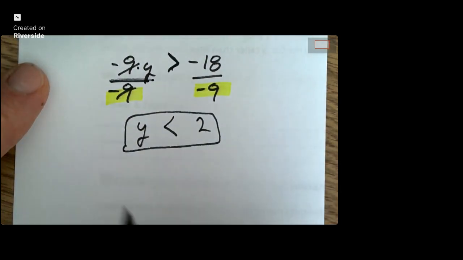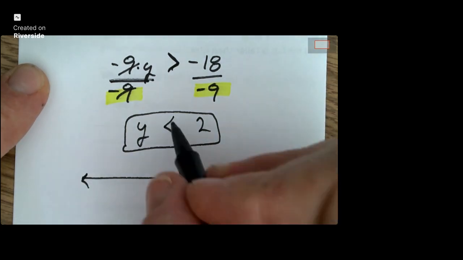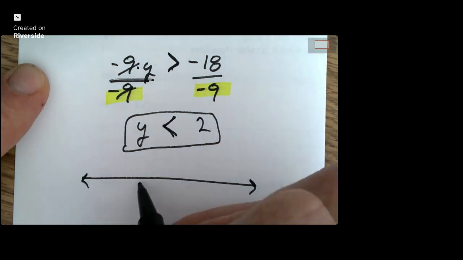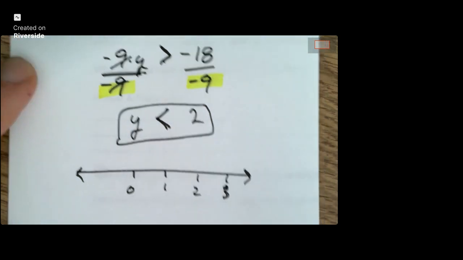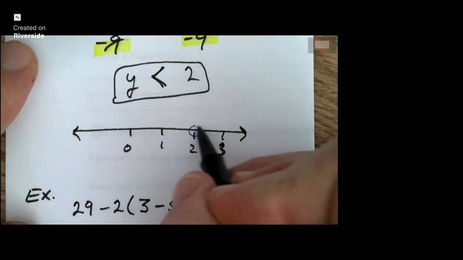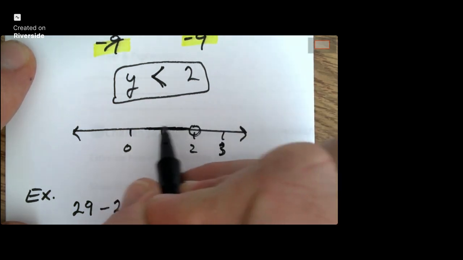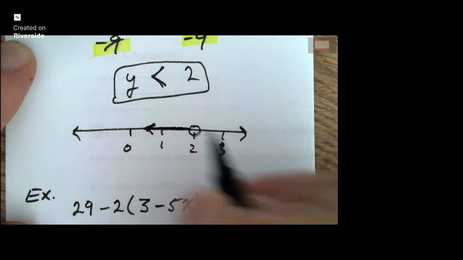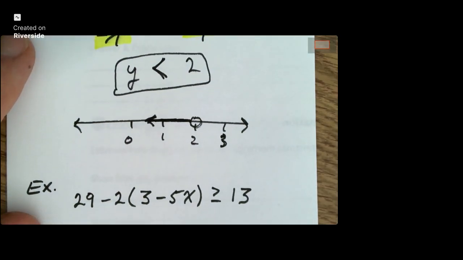Our variable is on the left, which is good. I always want my variable on the left side before I graph. That way my arrow will match the direction of my symbol. So let's see, we got 0, maybe 1, 2, 3, something like that. Sorry, it's an ugly 3. We got an open circle on the 2, and the arrow points to the left. So y can be any number in the world as long as it is less than 2. All right, there we go.